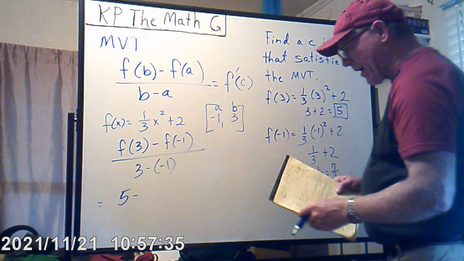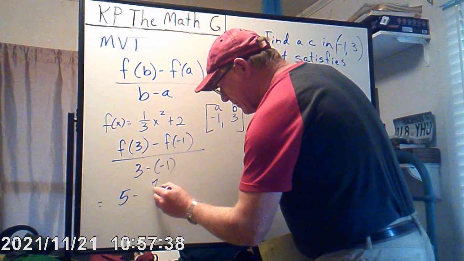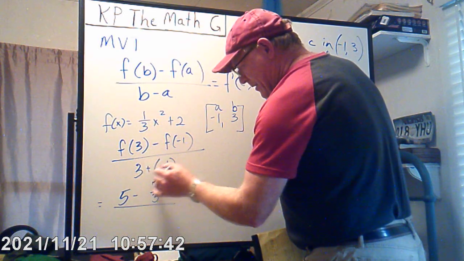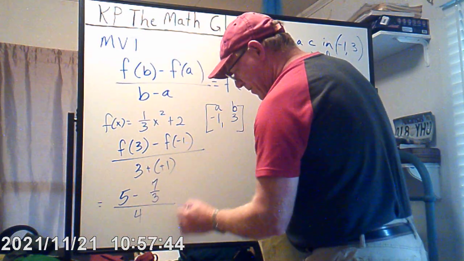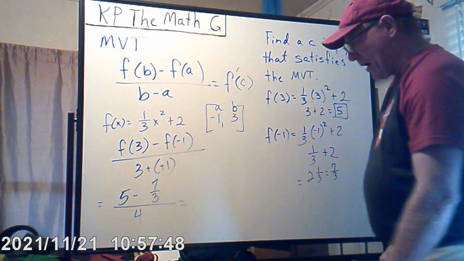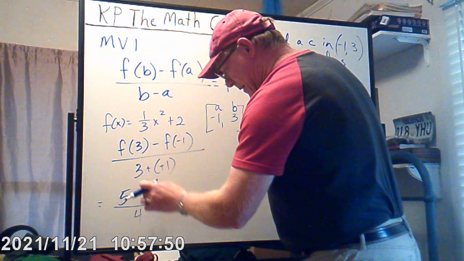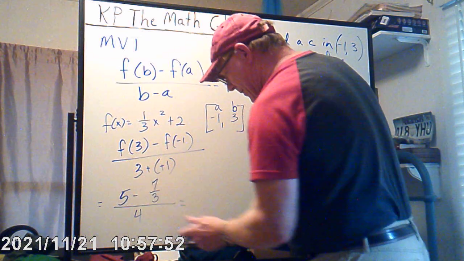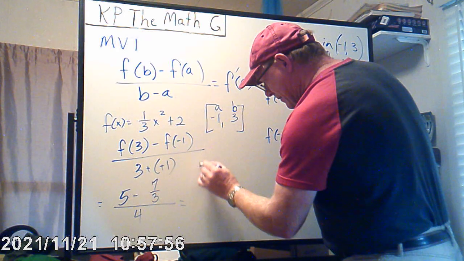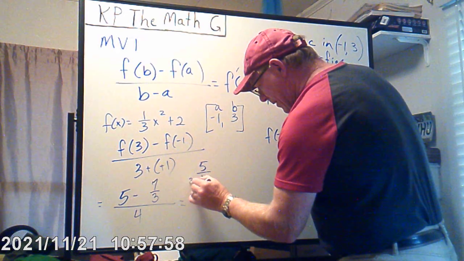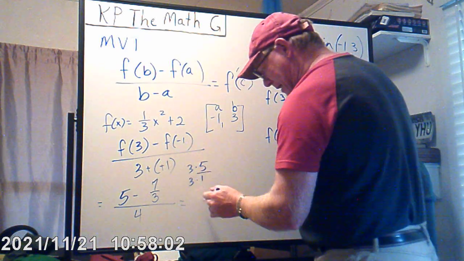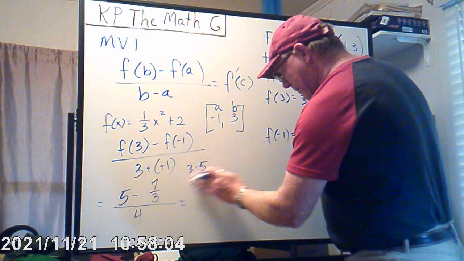It's going to be 5 minus 7 over 3. And then this is minus a minus, which is plus, over 4. I want to make this 5 a denominator of 3. So I can say 5 over 1 times 3 over 3, and 3 times 5 is 15. So 15 over 3, that's where the 5 comes from.